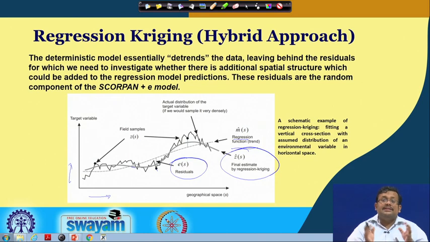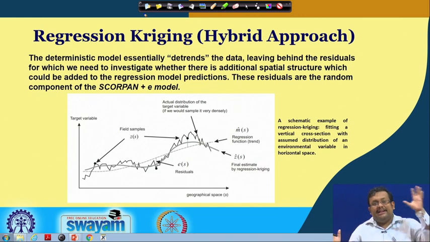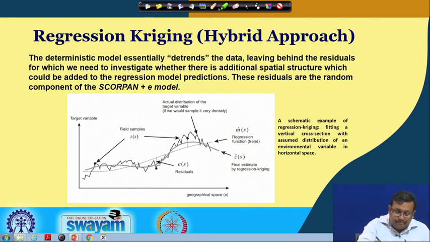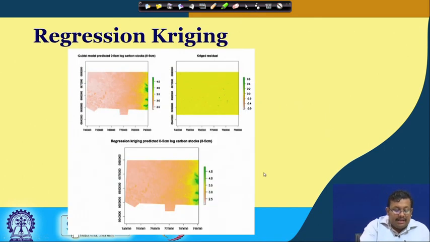I hope regression kriging is clear to you now. That is why nowadays we not only rely on kriging, we also rely on different types of advanced models, either linear or non-linear. We combine the outputs from kriging and the deterministic model to give the most unbiased estimator of the spatial variability, and that is called regression kriging. And these are examples of regression kriging.